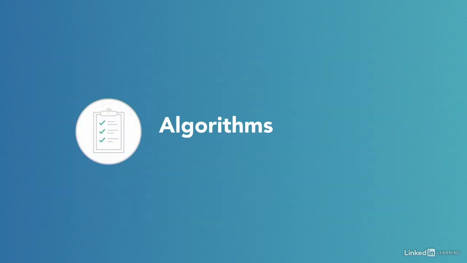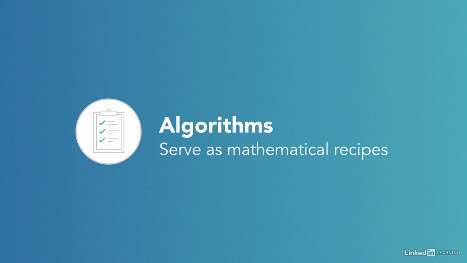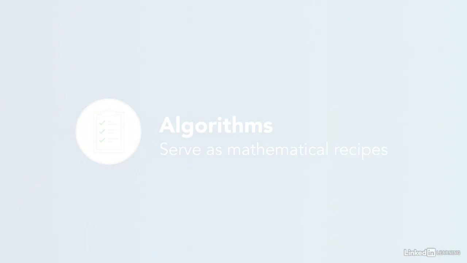Now, I've used the term algorithm a few times. If you're not already familiar with algorithms, they're simply a set of mathematical instructions that you can follow to achieve a desired result. Think of an algorithm as a mathematical recipe. Algorithms are very similar to computer code, and in fact, computer code is often designed to implement mathematical algorithms.